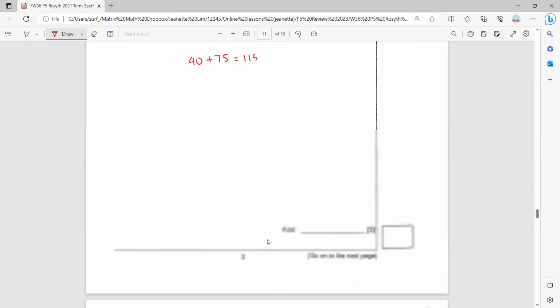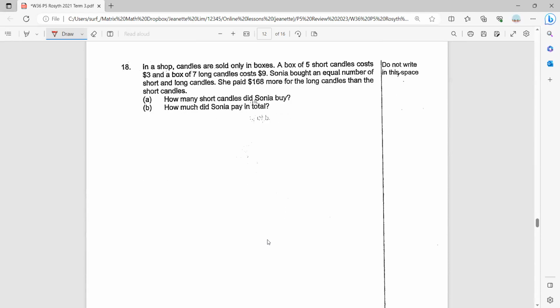Okay, question 18. In a shop, candles are sold only in boxes. A box of 5 short candles cost $3. Okay, so 5 short is $3. A box of 7 long candles, so this is $9. Sonia bought equal number of short and long. She paid 168 more for the long than the short candles. How many short candles did Sonia buy?